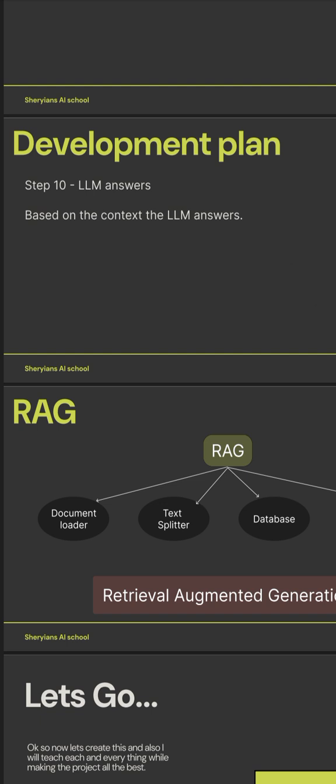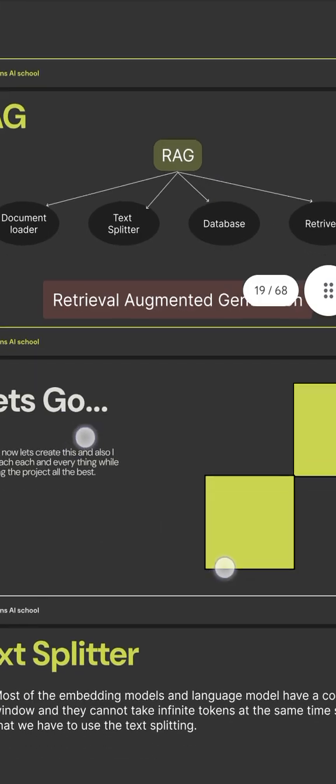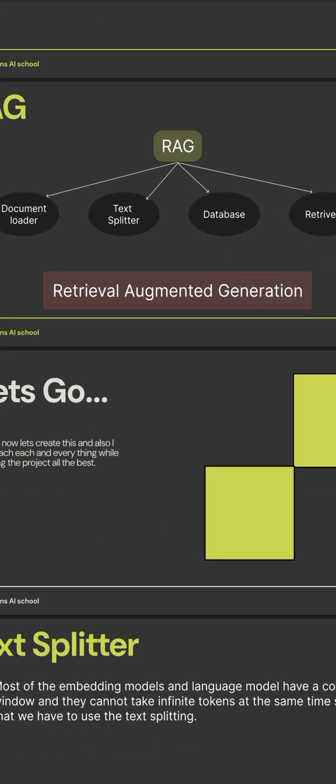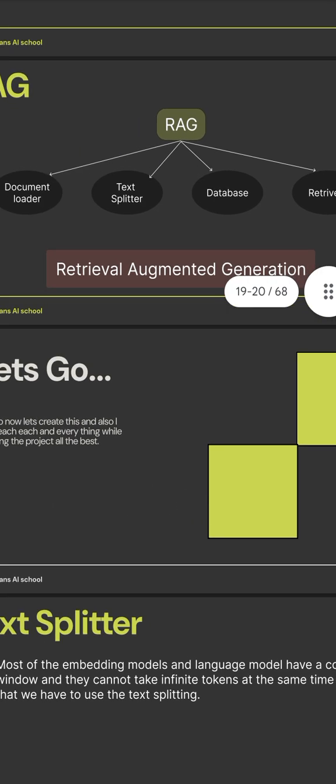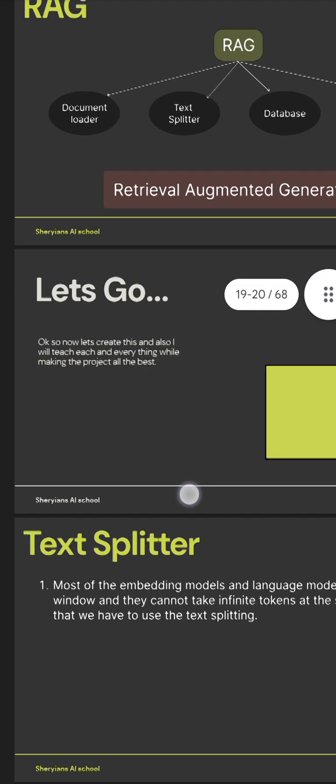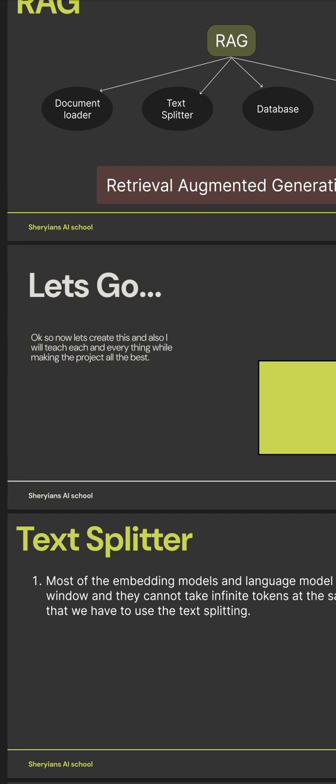The LLM answers. RAG is what? RAG is document loaders, text splitter, vector database, retriever, retrieval augmented generation. Okay, now let's create this, and I will also teach each and everything while making this project. All the best.